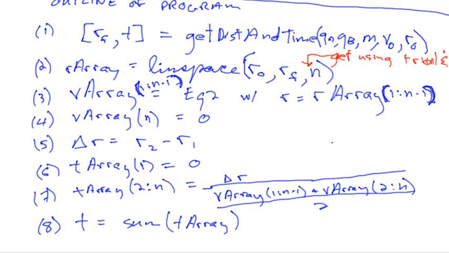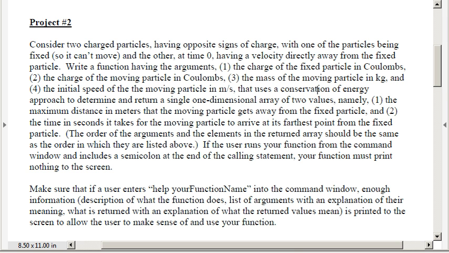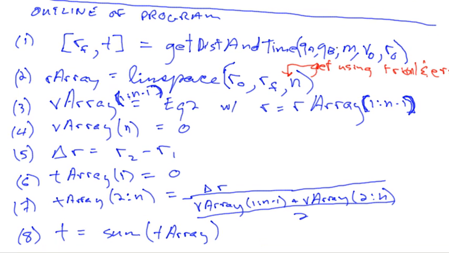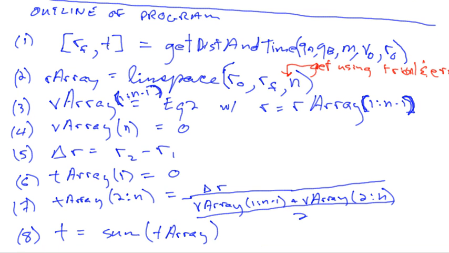I think that does it for the pencil and paper part. Let's just make sure that we use conservation of energy. We use that to determine and return a single one-dimensional array of 2 values, namely the max distance in meters, that's the RF, and the time. So back over here, my 2 returned variables are RF and T. I assign the T in the last step here and the RF.